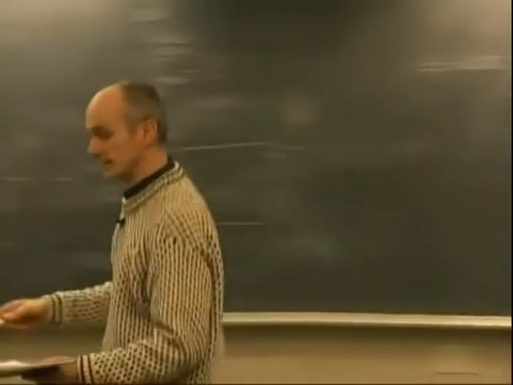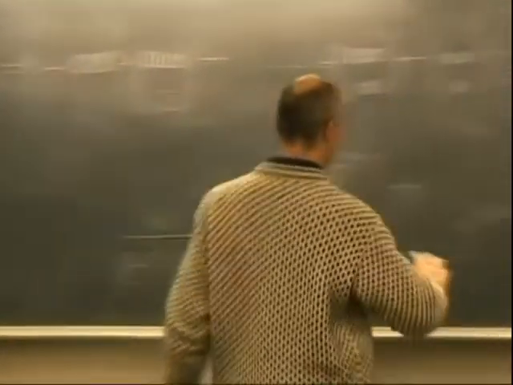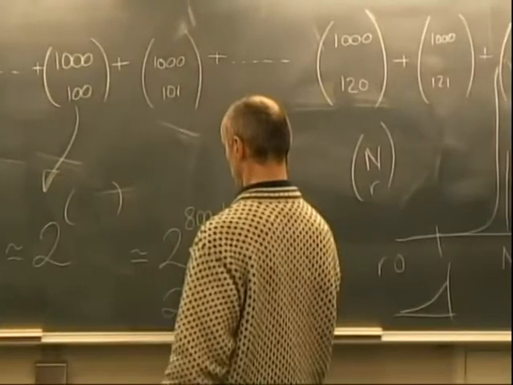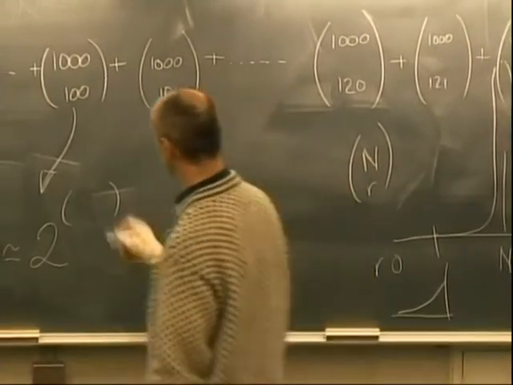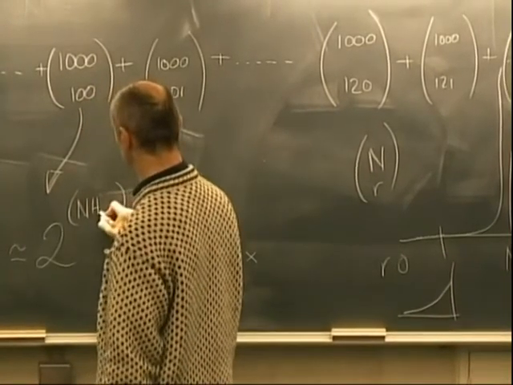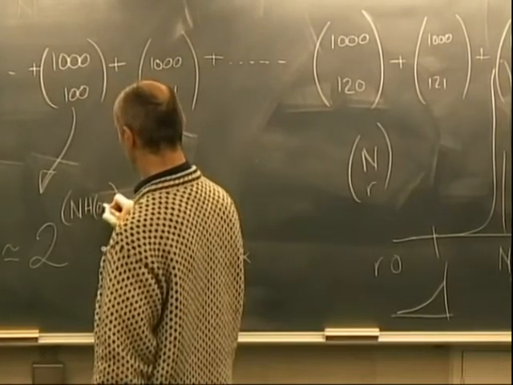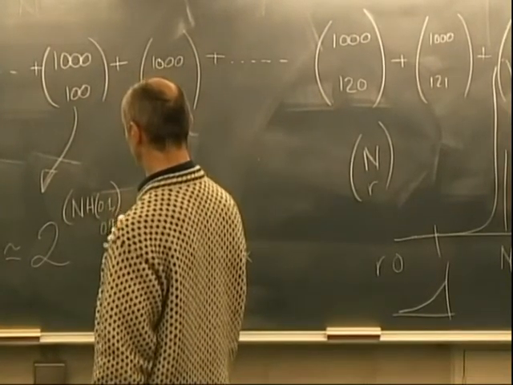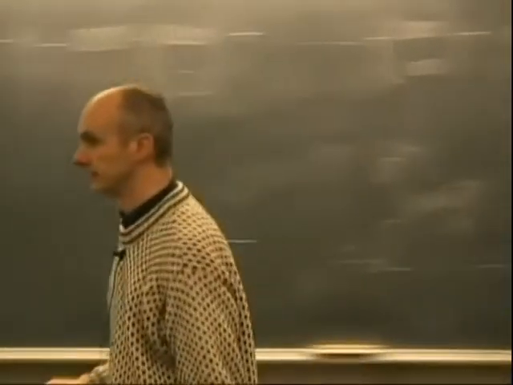Okay, 500-ish. Where do you get 500 from? Okay, so you're saying it's 2 to the n times the entropy of the distribution 0.1, 0.9. Is that what you were saying? Okay. So, good.